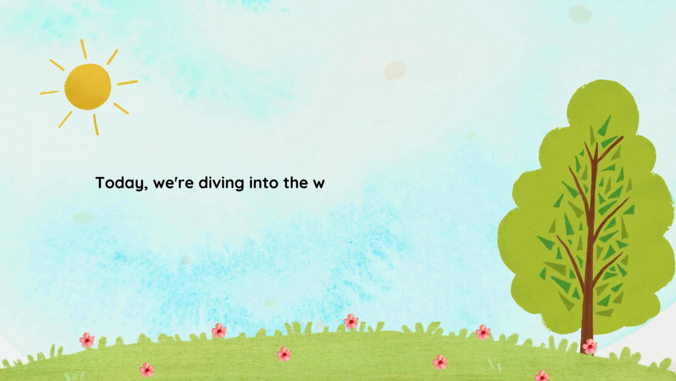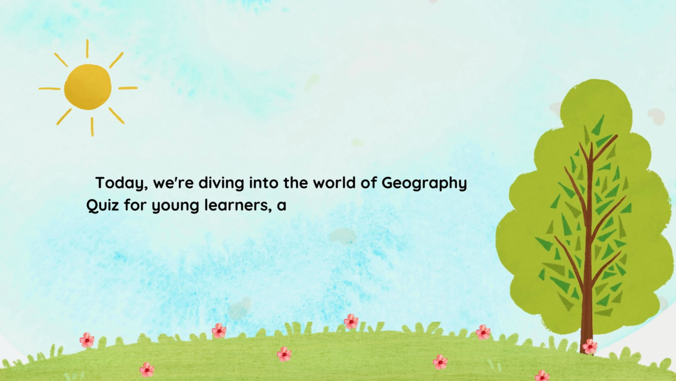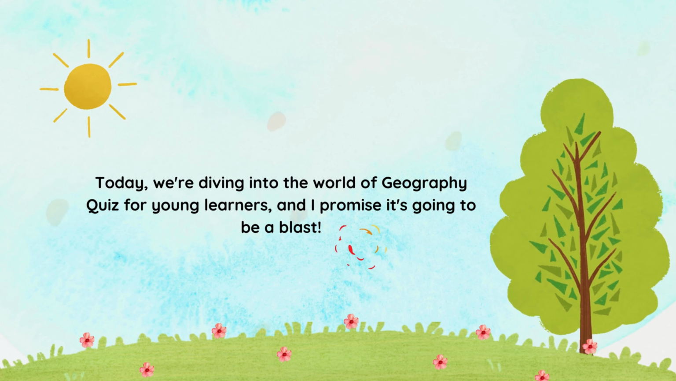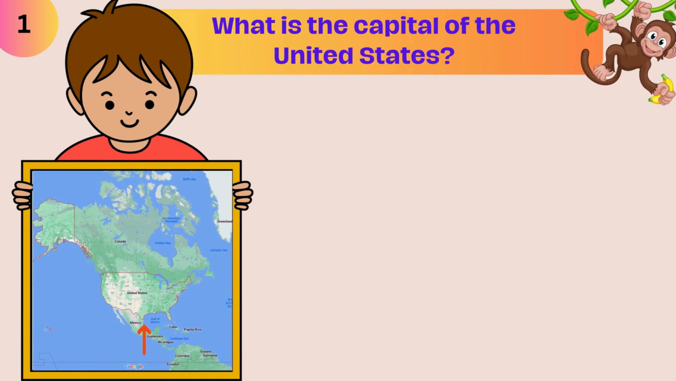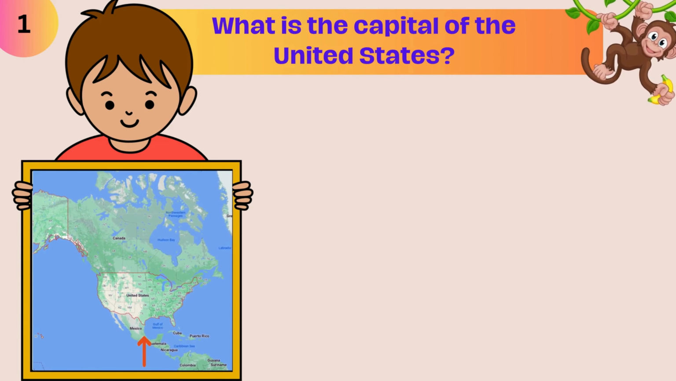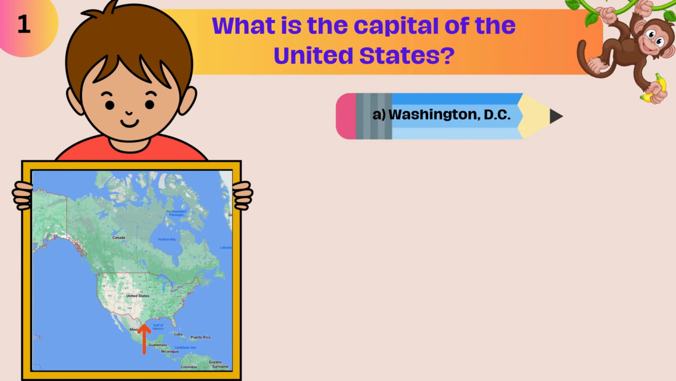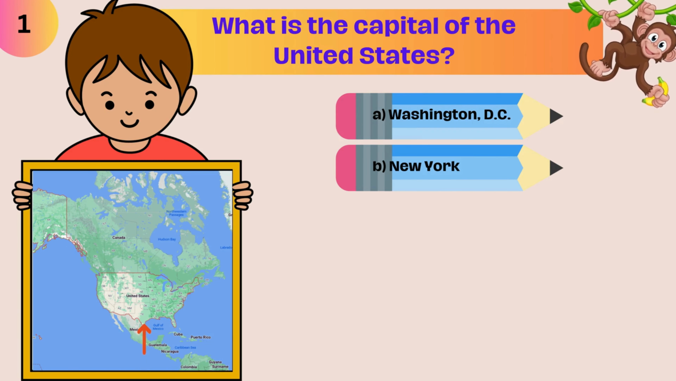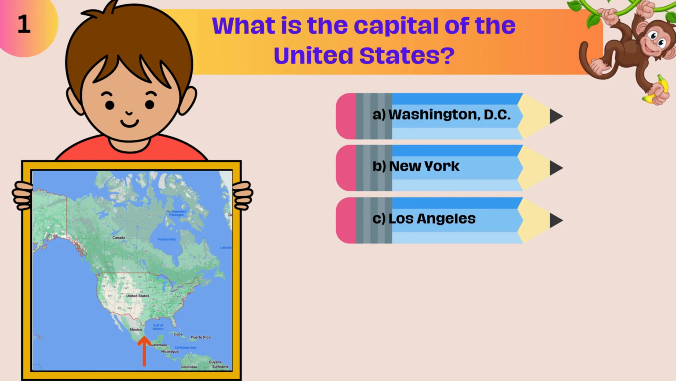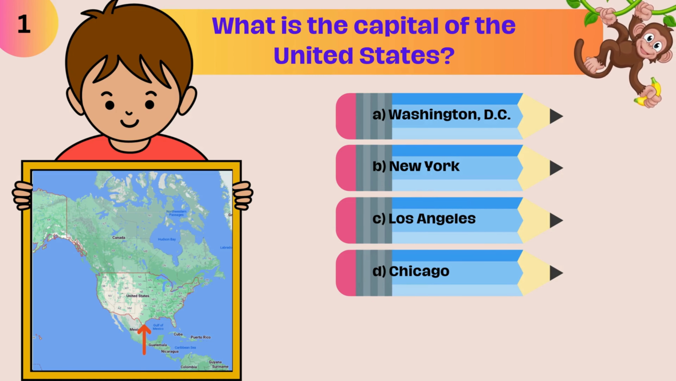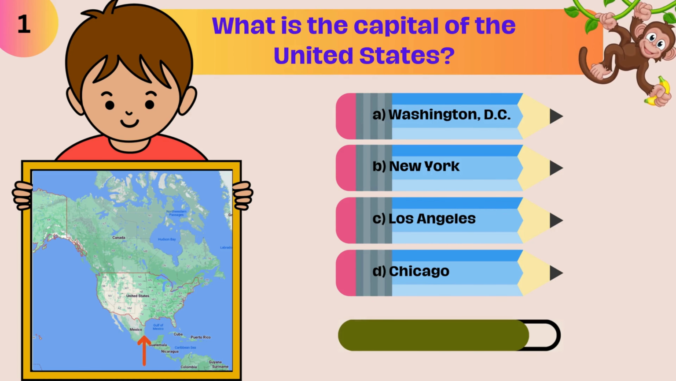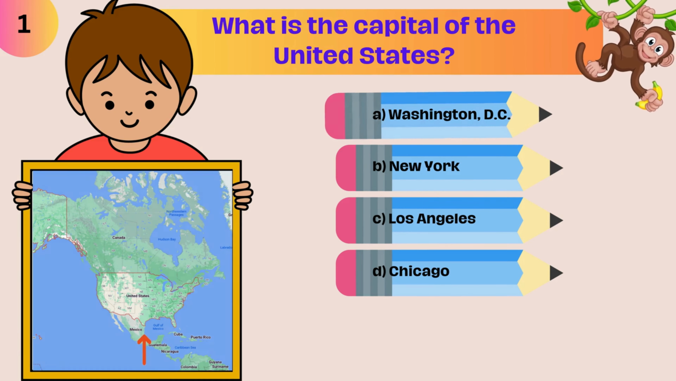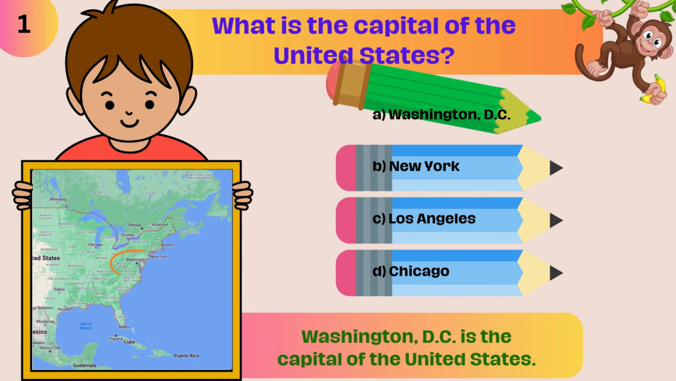Today we're diving into the world of geography quiz for young learners, and I promise it's going to be a blast. What is the capital of the United States? A. Washington, D.C. B. New York. C. Los Angeles. D. Chicago. The answer is A. Washington, D.C.